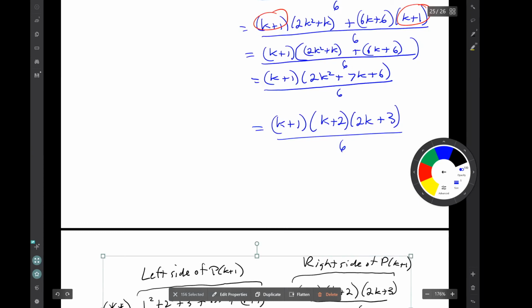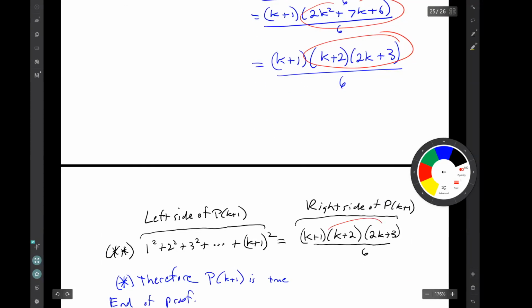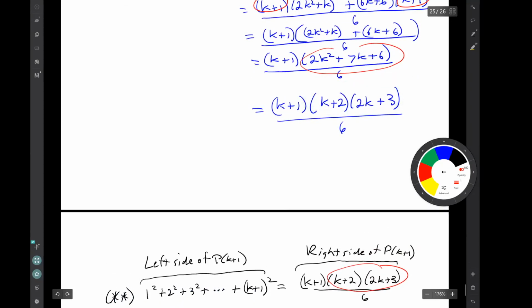So I factored this expression to get this. How did I know to factor that? Well, I looked ahead to where we needed to go. We knew we needed to have those factors, so looking at this red circled expression, I sort of had a clue as to how it was going to have to factor. But you can confirm that those factors are right. So now you see that what we're looking at here is the right side of P(k+1).